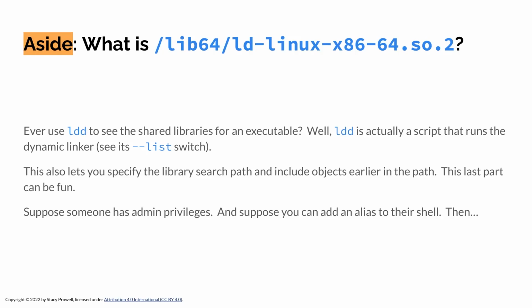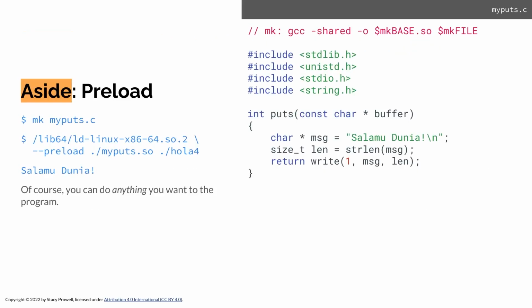Suppose someone has admin privileges, and suppose they can add an alias to their shell. Then you can have just general mayhem by changing this system to, instead of picking up the regular libraries, pick up some malicious libraries somewhere else. Redefine some basic stuff. Can you really do that? Of course you can. So here's a little aside. Over on the right hand side, I have my own puts function, myputs.c. And you'll see what it does, right? It takes a constant char buffer, it ignores the buffer, and instead it writes out salamudunia. And that's all it does.